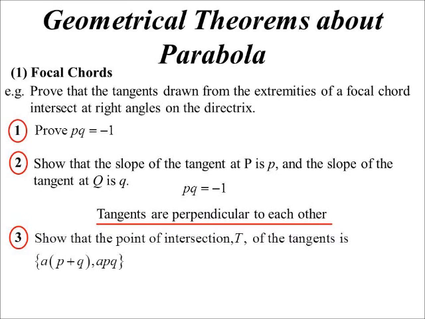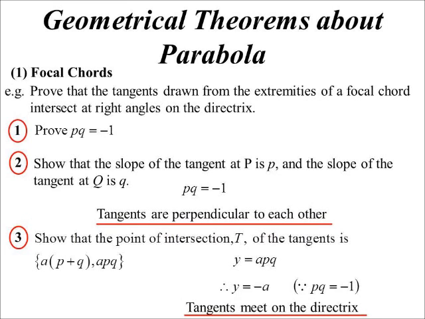Well, when we did go and find that point of intersection, the y value was apq. But again, pq is -1. So I can substitute in and I get y equals -a. So yep, they meet on the directrix. So that proves that particular geometrical property. If you always have a focal chord, the two tangents will always meet on the directrix and they'll always meet at right angles.